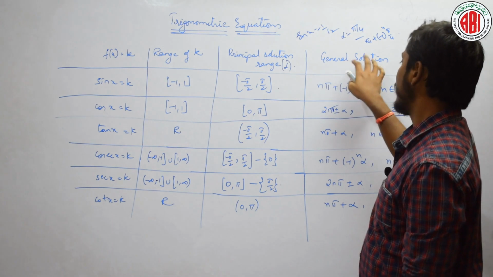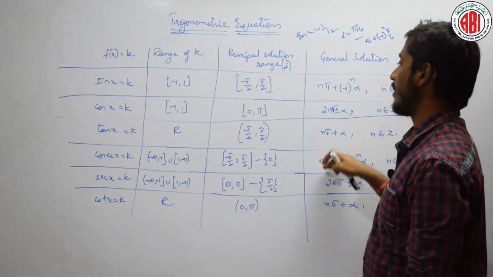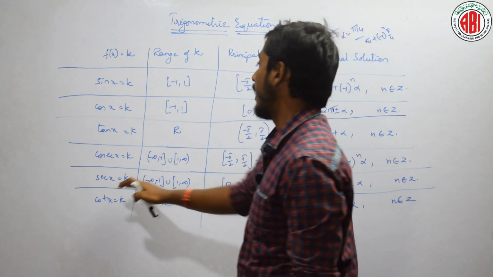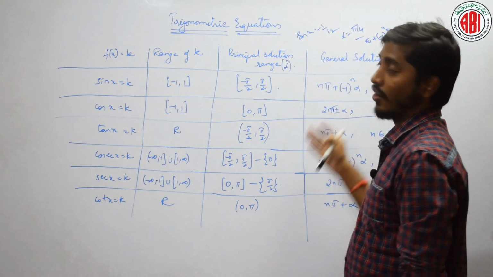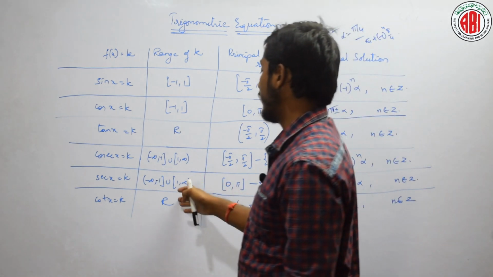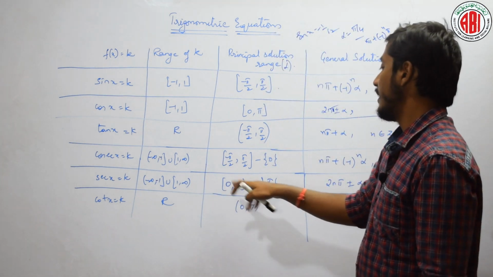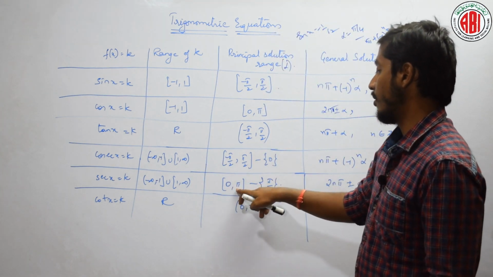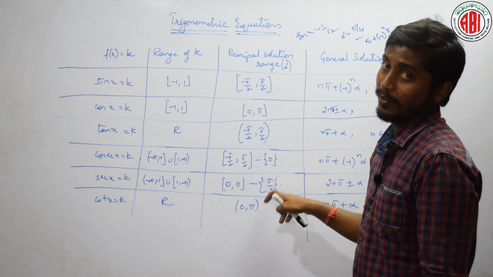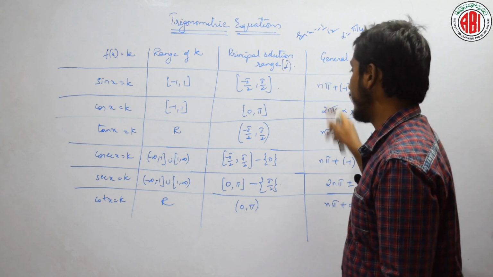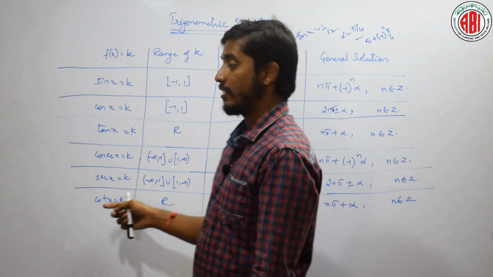Clear? Then what is the general solution? The general solution is similar to that of sine. Secant also will have a general solution similar to cos. Again the range will be the same as cosecant, and here the principal solution range for secant is 0 to pi except the value pi by 2, and it is similar to cos x. And finally, cot x equal to k.